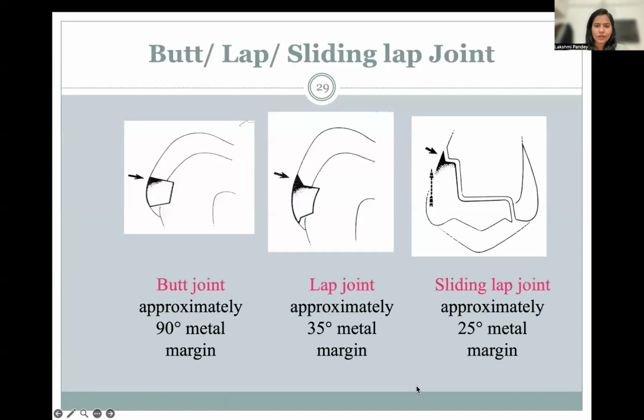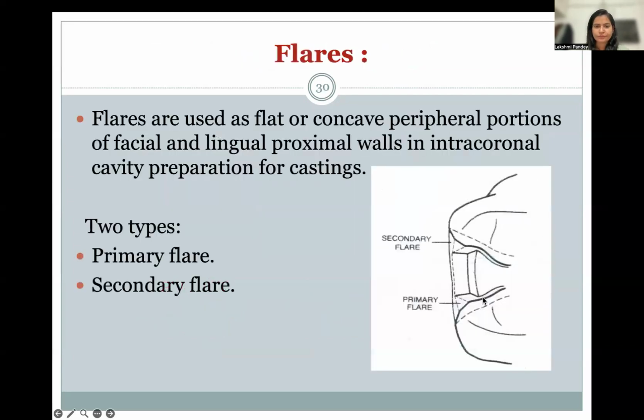So here, another thing you have to know is butt, lap, and sliding. Butt is approximately a 90-degree angle between your tooth and the margin, a 35-degree metal margin. Here you can see lap, and sliding is approximately a 25-degree metal margin. So whenever you have a casting and a tooth, these are the 3 types of joint you have to remember.